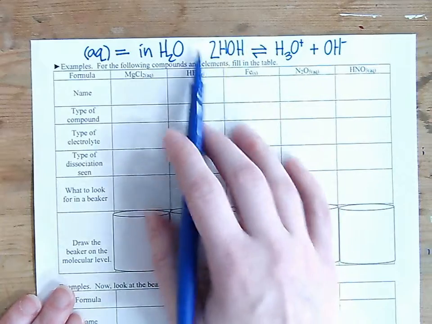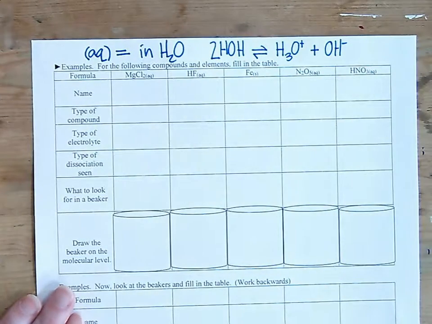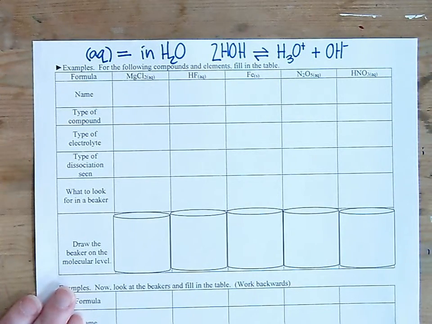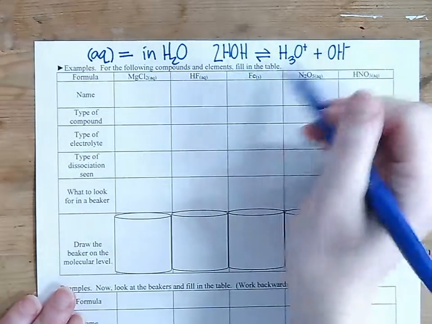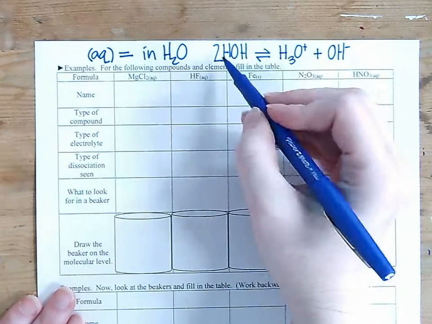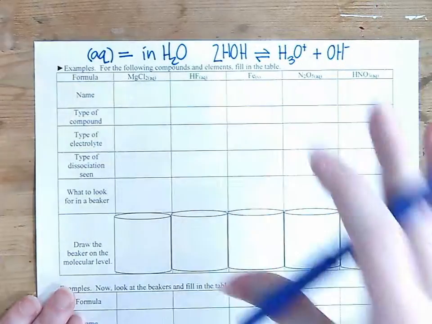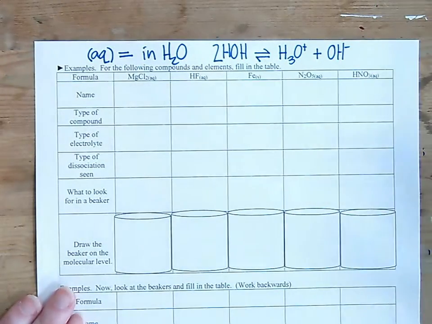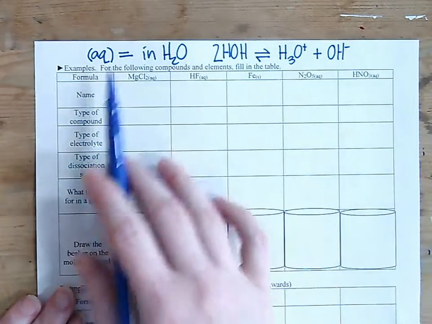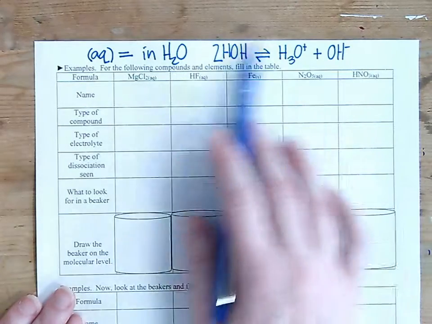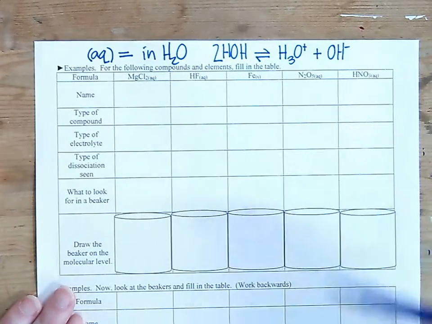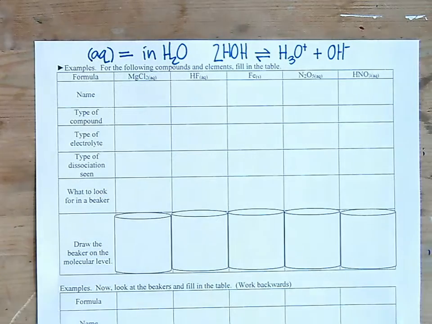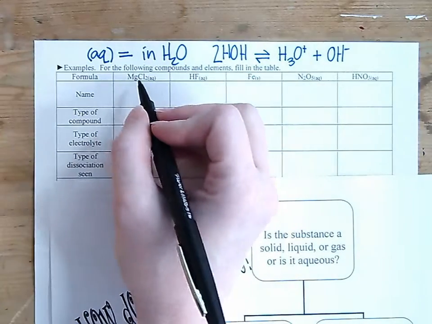You guys should have seen that in our lab or demo, that the control or pure water will not conduct electricity. And so it's a non-electrolyte. But in order for us to be the most correct, we want to show that the water's in there, okay? And so anytime we have something aqueous, we're going to draw and write in our water here, okay? All right, let's take a look at our first example. The first thing I'm going to do is it wants to know the name.